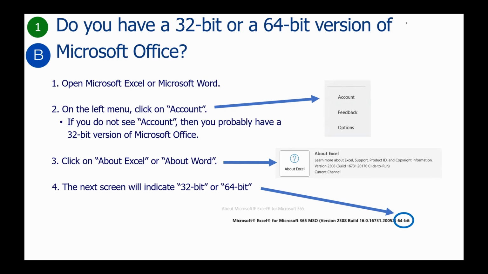Step 3. If you can click on Account, you will see the option About Excel or About Word. Click on this option. Step 4. On the final screen, you will see a message indicating which version of Microsoft Office is installed. In the example on the slide, you will see that a 64-bit version of Microsoft Office is installed.